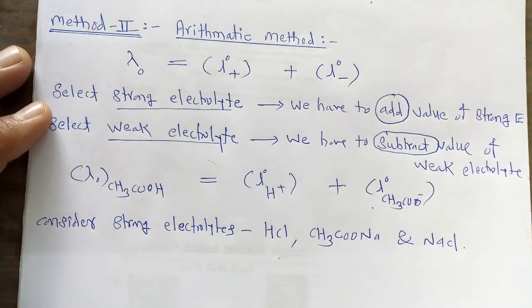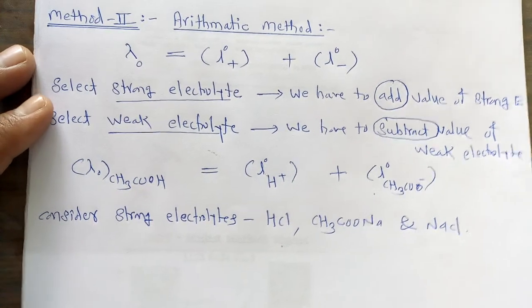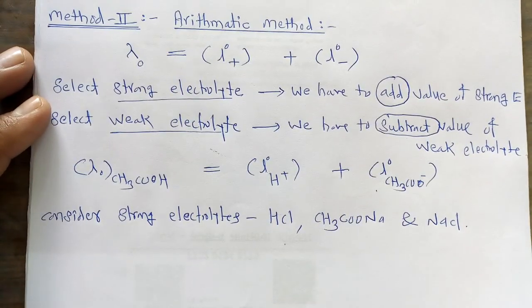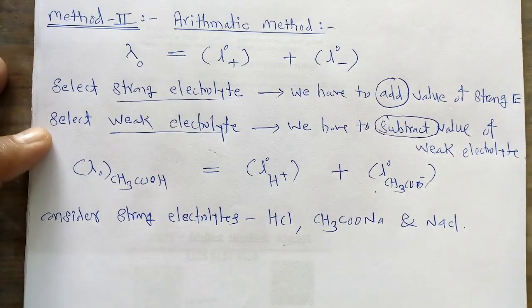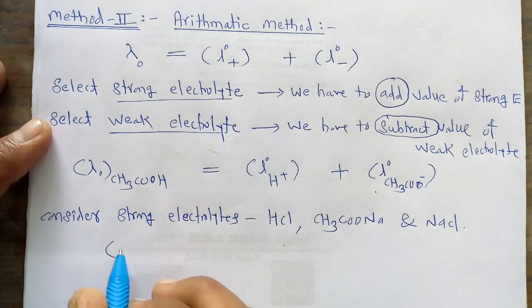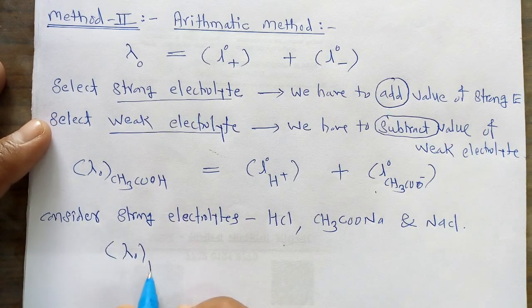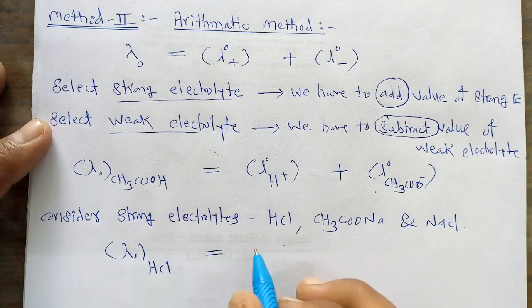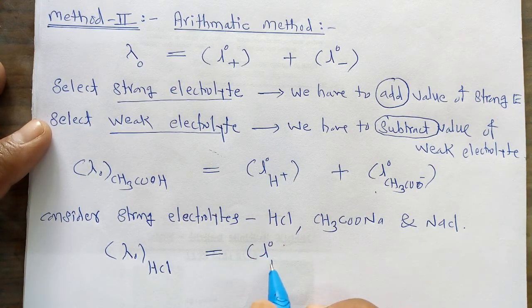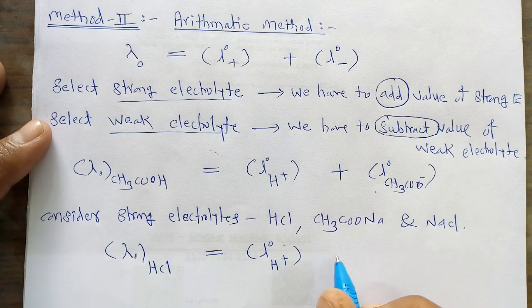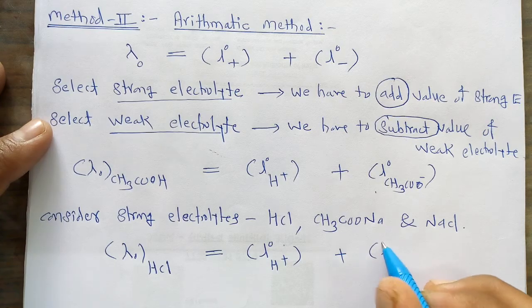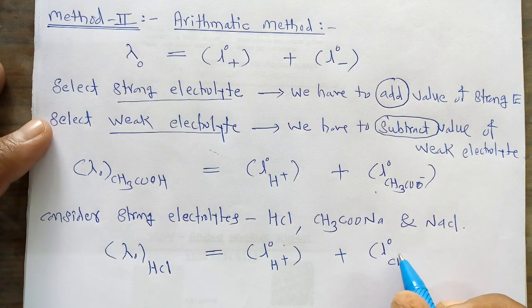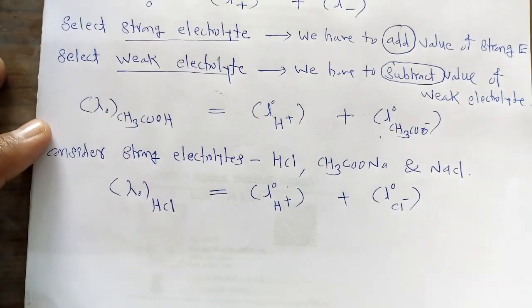Now, after considering these, we know very well that lambda 0 for each of these electrolytes is nothing but a summation. Suppose I take lambda 0 for HCl. How do we calculate it? It is the summation of the equivalent ionic conductance of H+ and the equivalent ionic conductance of Cl- at infinite dilution. So this is the contribution of the cation and anion.